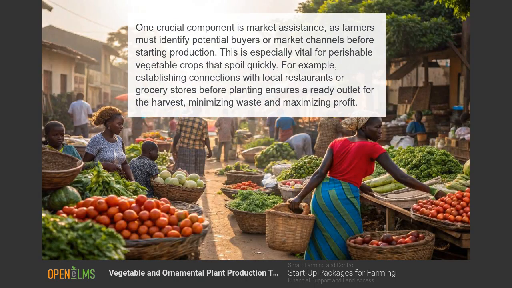One crucial component is market assistance, as farmers must identify potential buyers or market channels before starting production. This is especially vital for perishable vegetable crops that spoil quickly. For example, establishing connections with local restaurants or grocery stores before planting ensures a ready outlet for the harvest, minimizing waste and maximizing profit.